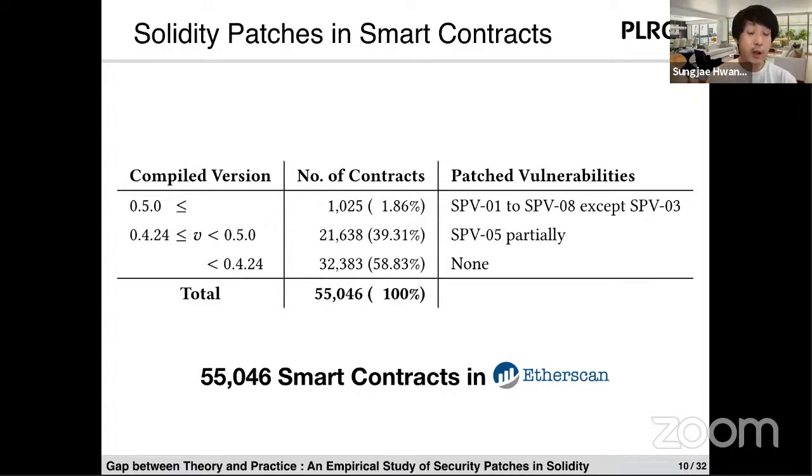It is surprising that only 1.86% of smart contracts use the Solidity version 0.5.0 or larger. This means that 90.14% of smart contracts are not protected by the security patches in the latest Solidity compiler. And this could be a serious problem because the Solidity version below 0.5.0 cannot prevent known vulnerabilities automatically. So if developers do not handle them manually, various security issues can arise.